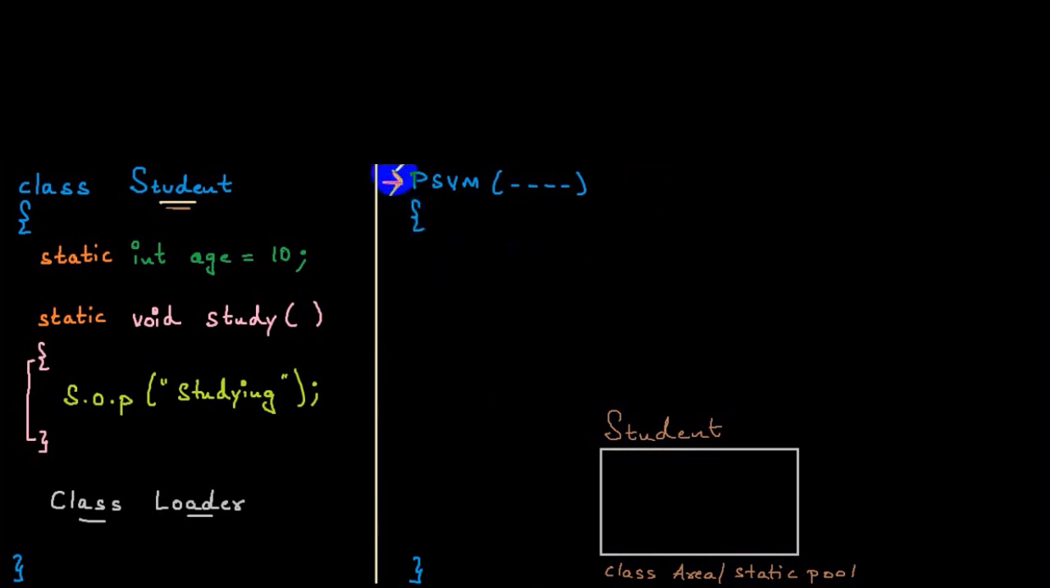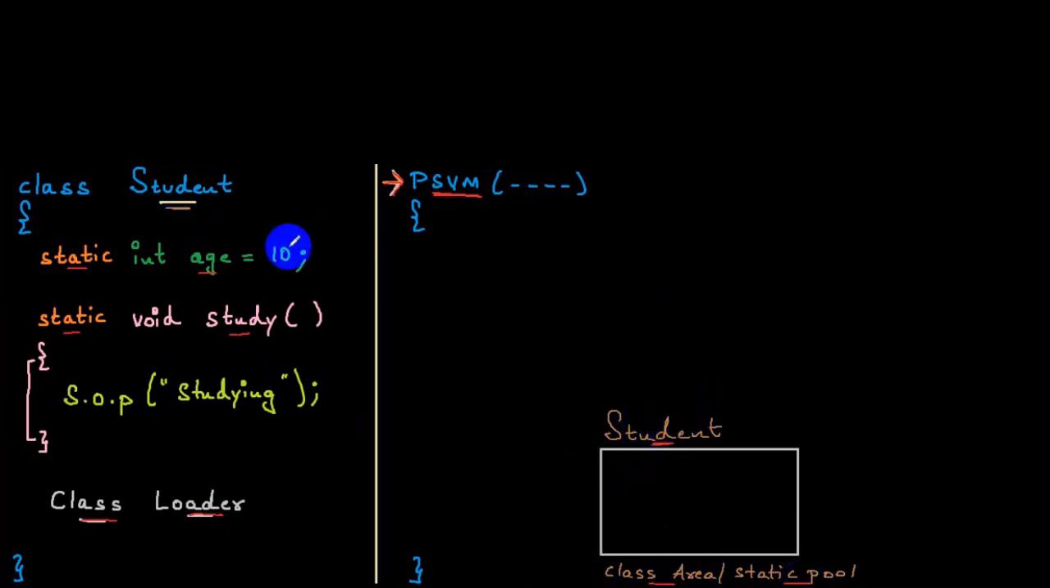When I execute the program, the execution always starts from the main method, agreed. But internally, there is a person called the class loader. What he does is check whether there are any static properties in my class. If there are, he automatically loads them inside a memory location called class area or static pool. And the name of the class area is automatically the class name.